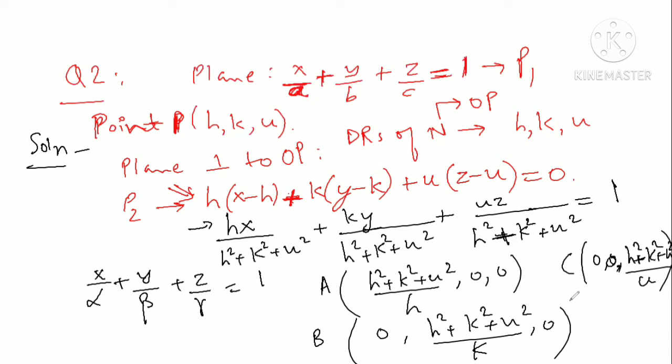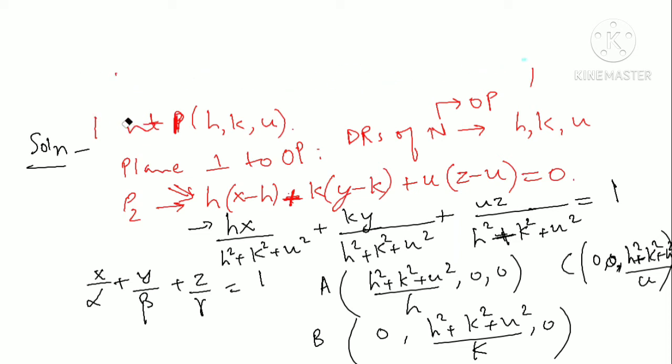Now the planes through A, B, and C, it is saying, parallel to the YZ, ZX, and XY planes, intersecting in Q.